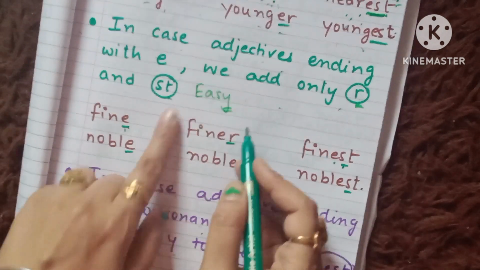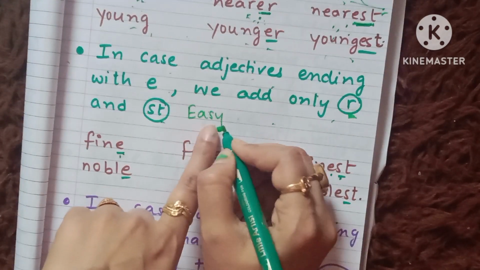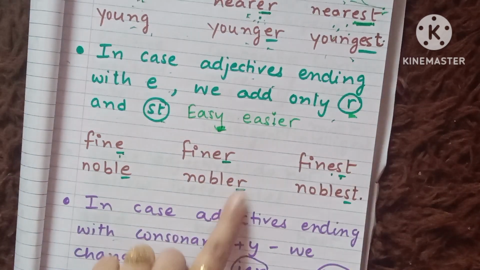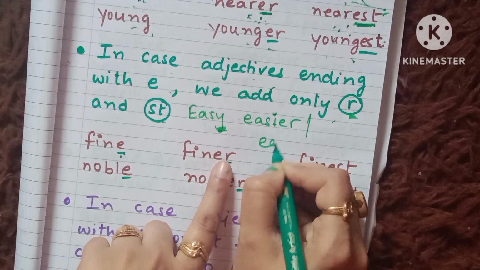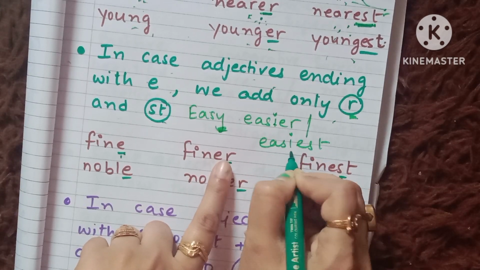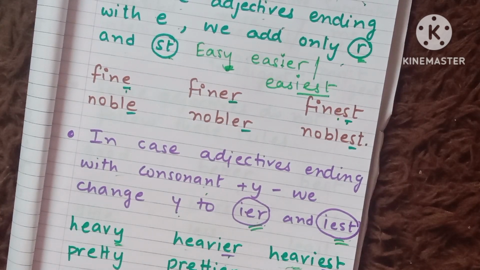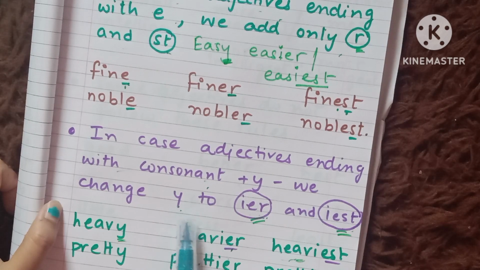Right? Same like easy. We omit the letter Y and write I. Easy becomes easier, I-E-R. And for the superlative one, it will become easiest, I-E-S-T. So there are four letters which you are adding. Actually, the letters are not four.